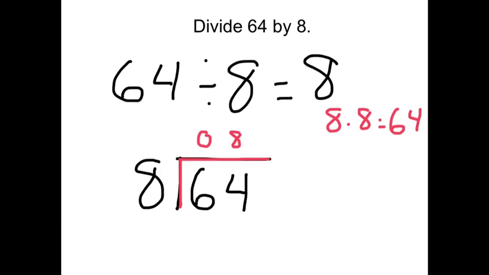And the really thorough way of doing it is to make sure that we then multiply the 8 times this 8 to get 64. We subtract, and we see that there is a remainder of 0. There's nothing left. So again, the answer is 8. 64 divided by 8 is 8.